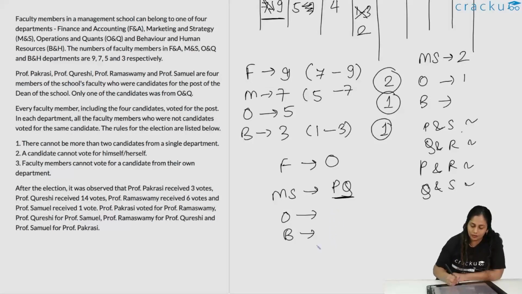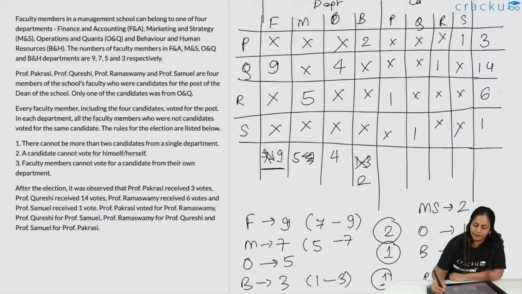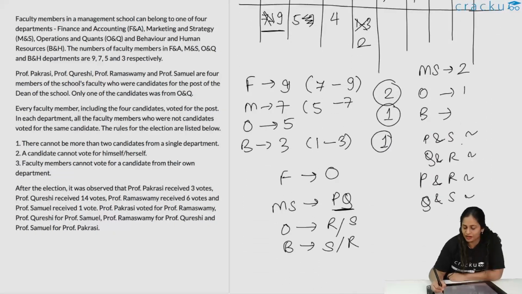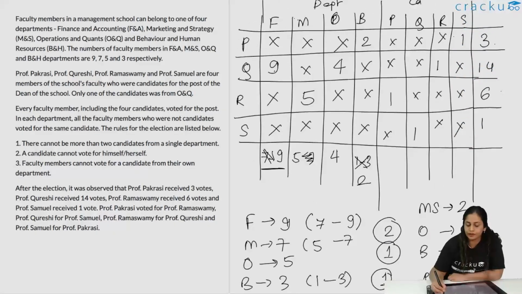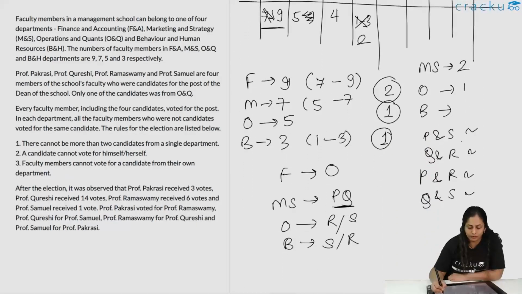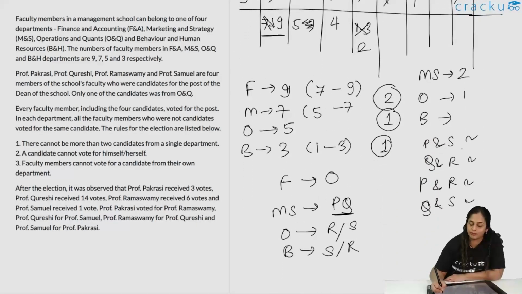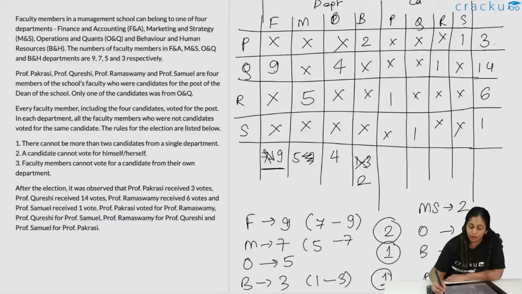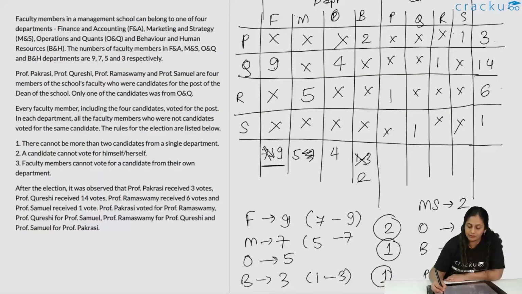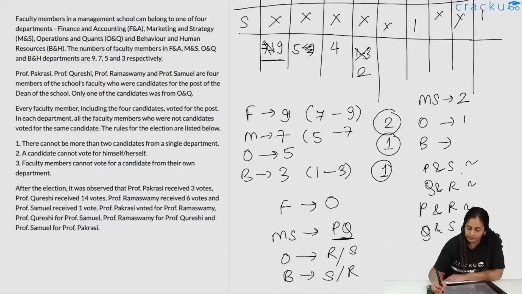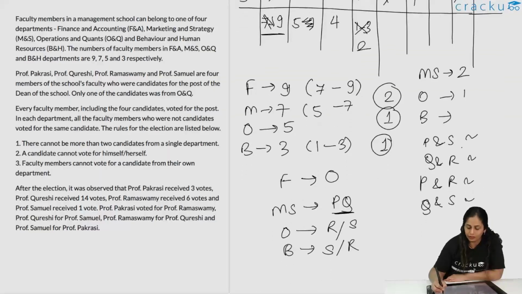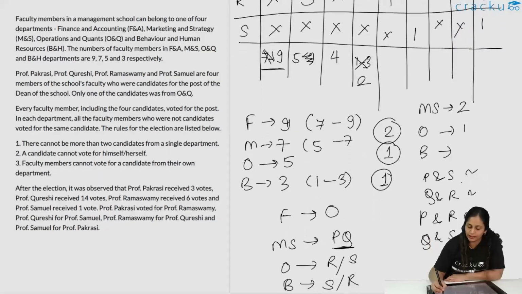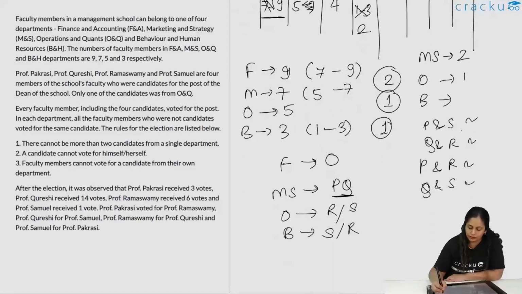Now R and S are over here. So either it could be R over here and S over here, or S over here and R over here. Now I'll do a final check of who voted for whom. P got a vote from the behavioral department, which is fine because he's from the M&S department for sure. Q got the vote from the O and Q department, which is also fine because he's from the M&S department for sure. R got the vote from the M&S department, which is also fine because he is from the OQ department or B department. S got no other votes, so that is also fine.